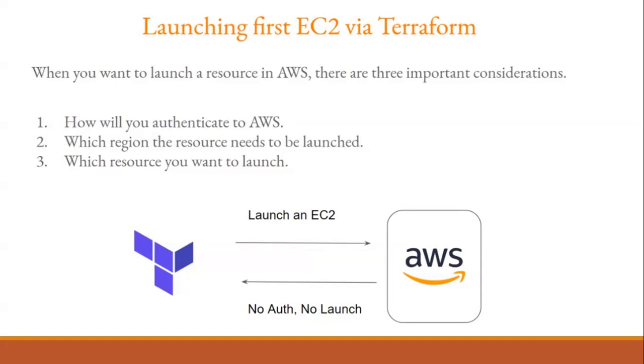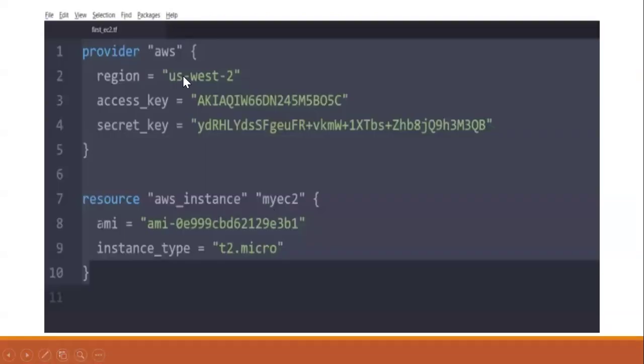So which resource do you want to launch? For example, I want to launch EC2 instances, S3 bucket or VPC, or RDS or a subnet, whatever resource we need to launch. Something like Terraform launching EC2: no auth, no launch. If you don't have authentication, it will not launch.